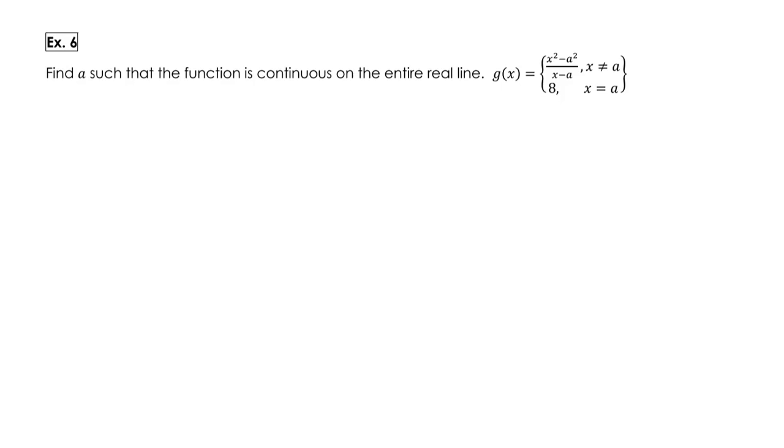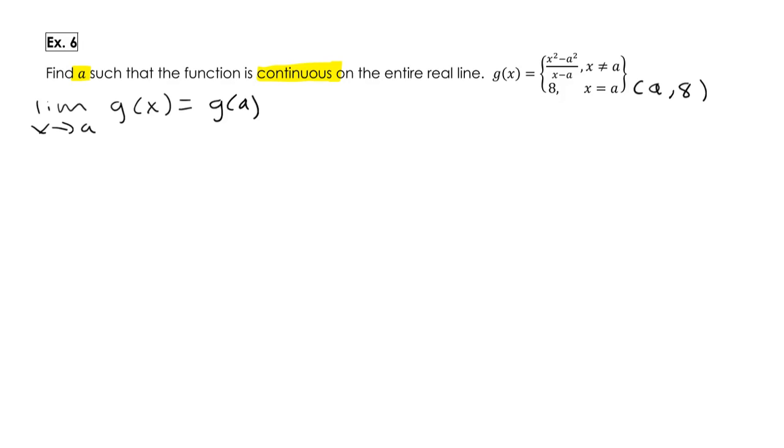Okay, so we're asking to find a such that the function is continuous on this number line. So what does it mean to be continuous? It means that the limit equals the output. So the limit as x approaches a of g of x equals g of a. So we want this to happen. This is a piecewise function, where you have this ordered pair over here of a, 8, and everywhere else you use the top function.